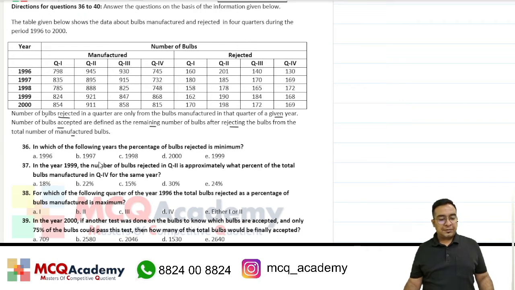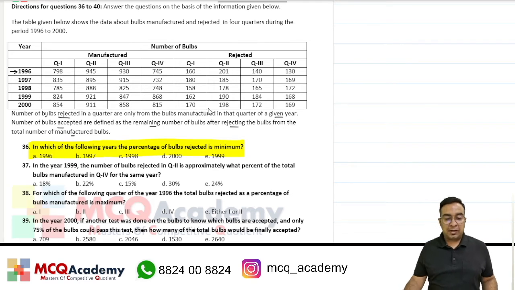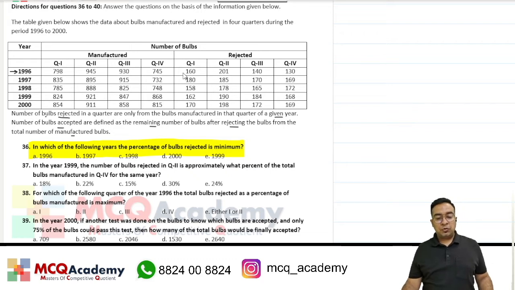Moving on with the questions. In which of the following years the percentage of bulbs rejected is minimum? Now for solving this हमें क्या करना होगा, ध्यान से देखिए. हमें यहाँ पे कैलकुलेट करना होगा परसेंटेज ऑफ बल्ब्स रिजेक्टेड. किस तरह से किया जाए? सो फॉर एग्जांपल मैं ईयर 96 के लिए परसेंटेज ऑफ बल्ब्स रिजेक्टेड कैलकुलेट करना चाहता हूं. सो दिस विल बी इक्वल टू, इसको टोटल करते हैं, टोटल कितना रिजेक्टेड का हुआ.